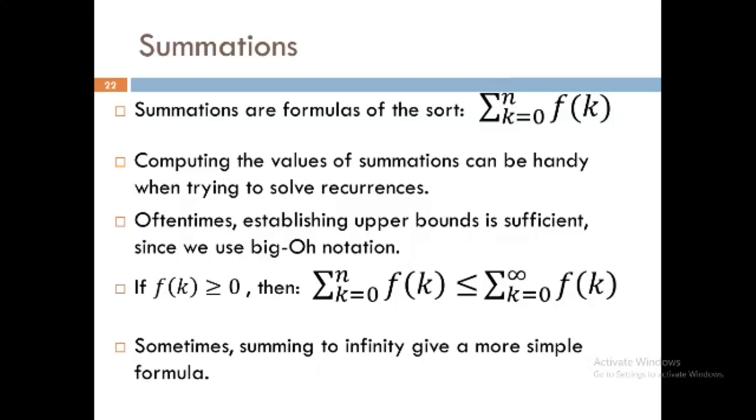And if f of k is greater than or equal to 0, then the summation of k to n equals 0 of f of k is less than or equal to the summation of k to infinity equals 0 of f of k. So sometimes summing to infinity gives a simpler formula.